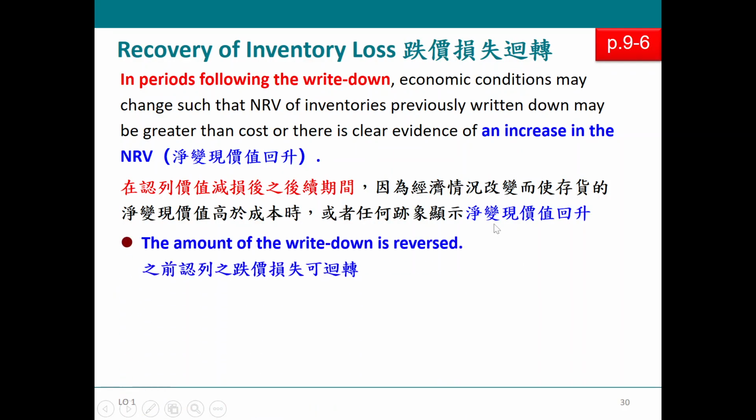So here it tells you, later on when you hear the good news, you could reverse the write-down. Before, there was a write-down; right now you could recognize your value increase. So you could reverse your write-off, which means you could record your value increase. You could do that.